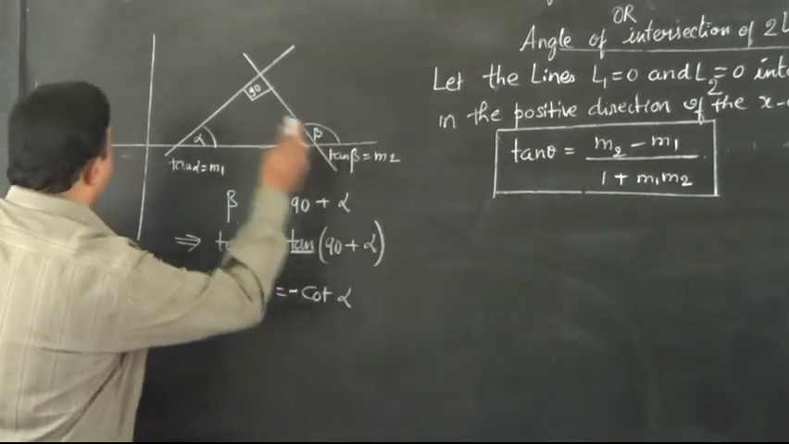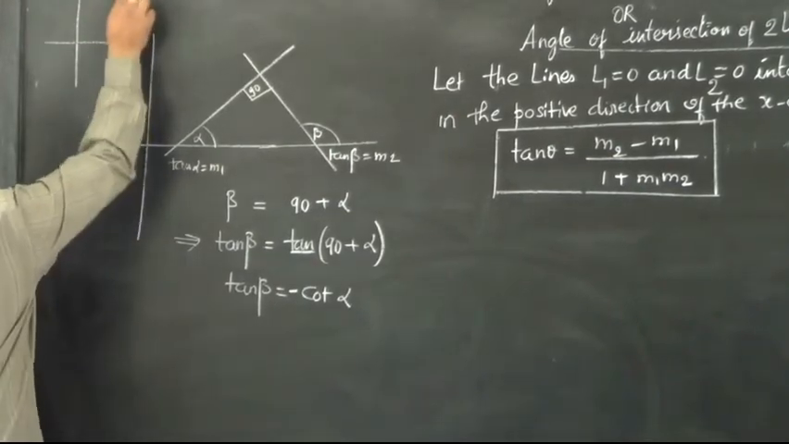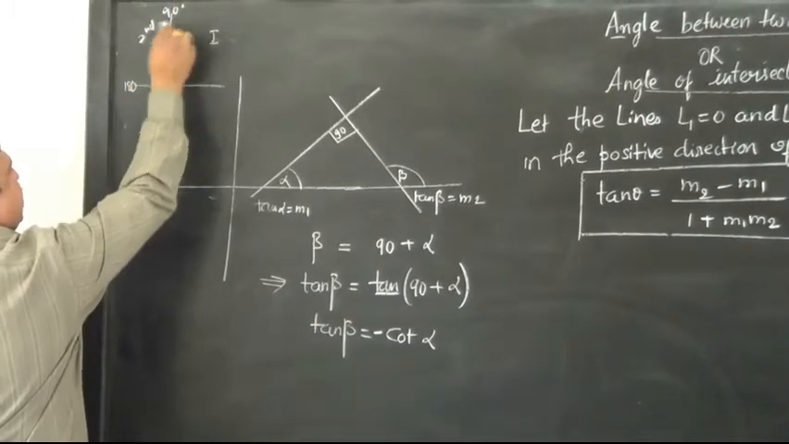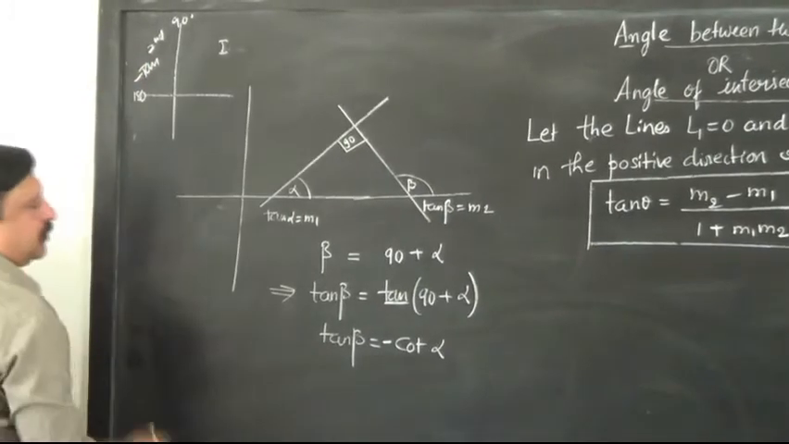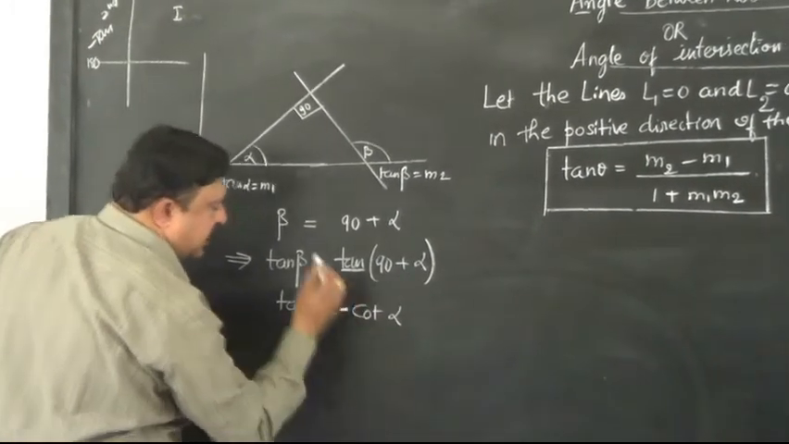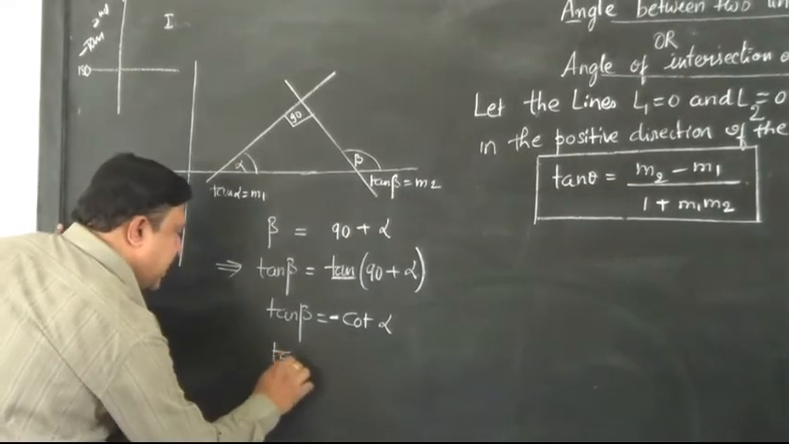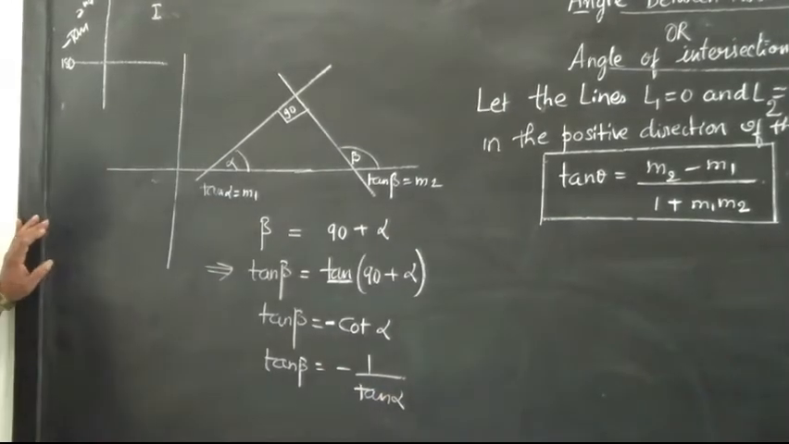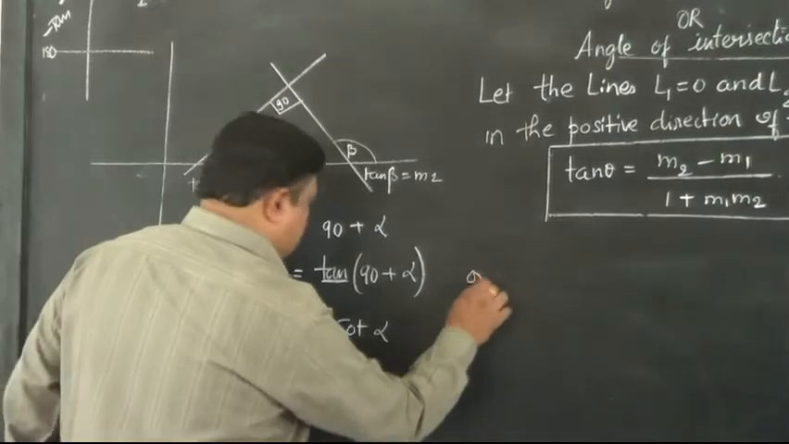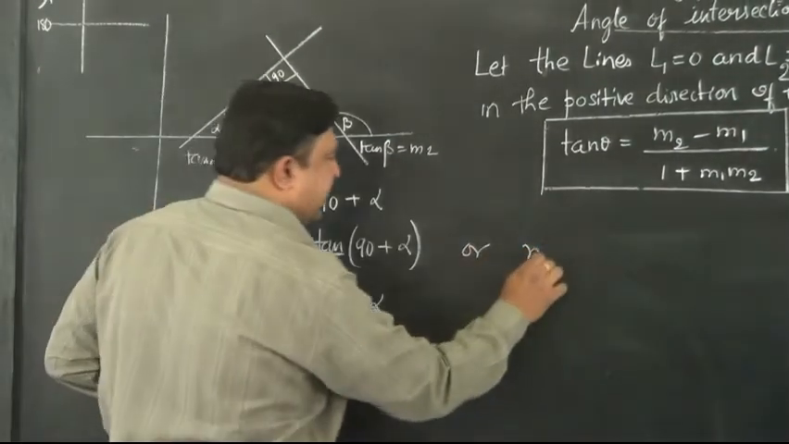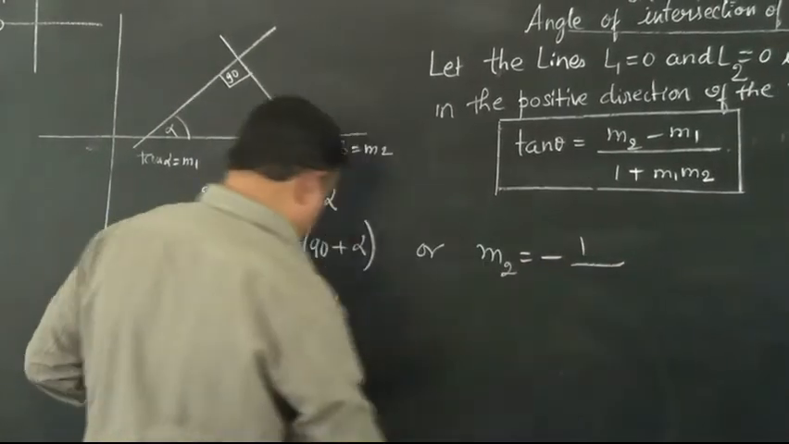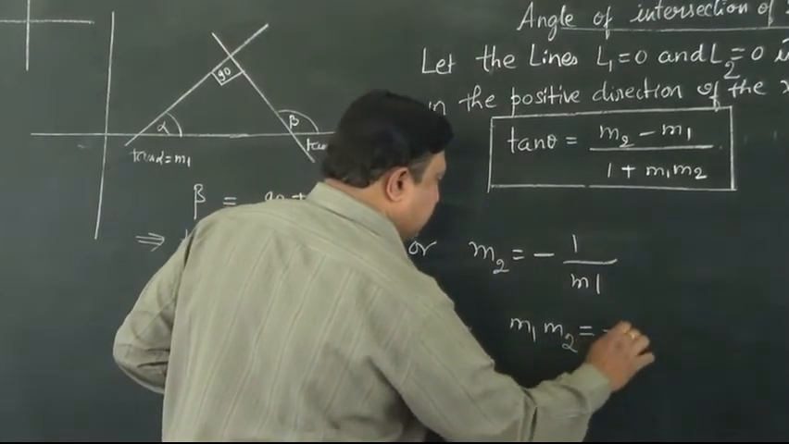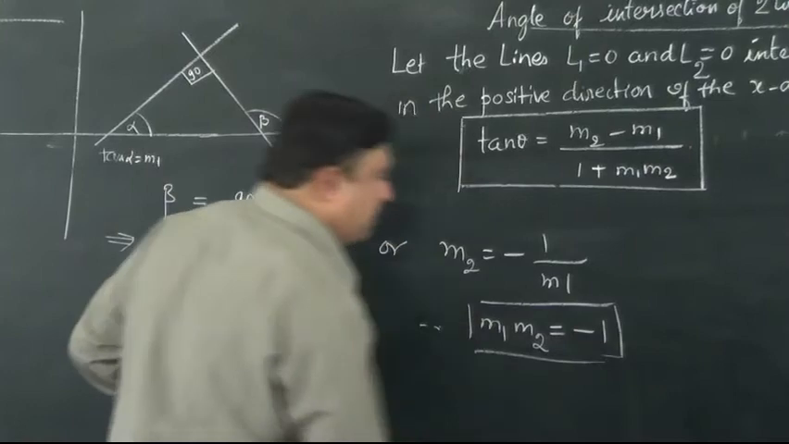Second quadrant, you have 90 plus alpha. You know, this is the first quadrant, this is the second. This second quadrant is between 90 and 180. In the second quadrant, you know that tangent is negative. Therefore, tan of 90 plus alpha is negative cot alpha, or tan beta equals minus 1 by tan alpha, because tan and cot are reciprocal functions. What is tan beta? Tan beta is m2, which equals minus 1 over tan alpha, that is m1. Therefore, the product of the slopes is now coming equal to minus 1.